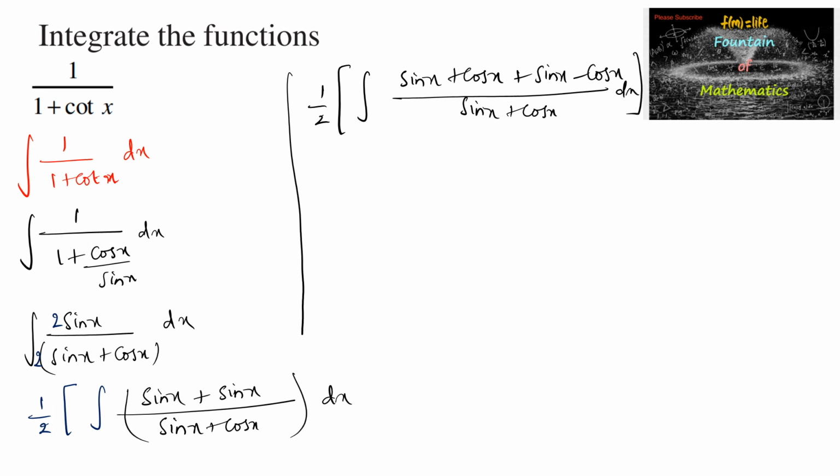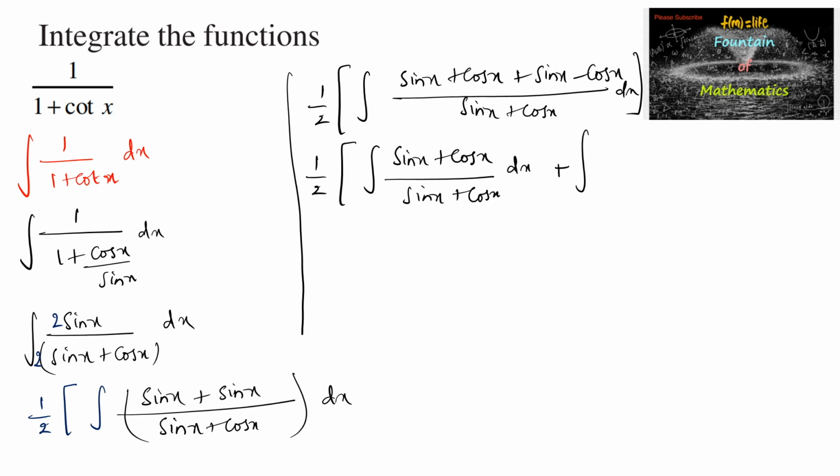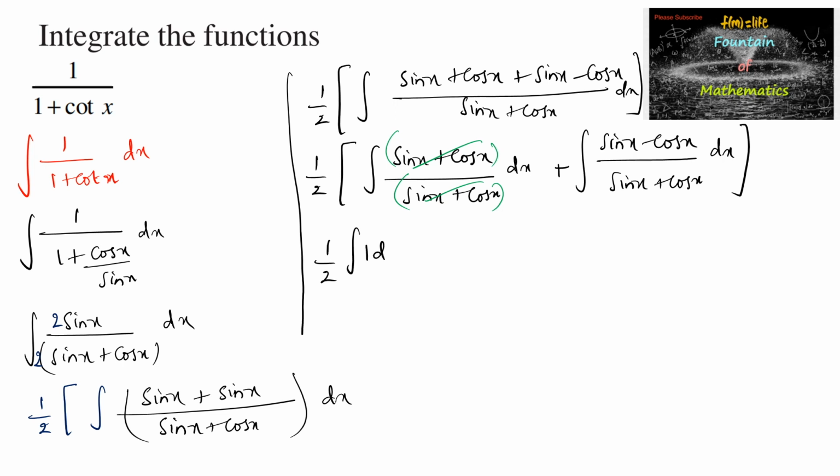And this can be simplified as 1 by 2 times integral of (sin x plus cos x) upon (sin x plus cos x) taken as one term dx, and again next, plus integral of (sin x minus cos x) upon (sin x plus cos x) dx is the second integral. In the first integral, both sin x plus cos x get cancelled and it's a 1 dx. So we can write 1 by 2 integration of 1 dx, and second one 1 by 2 times.